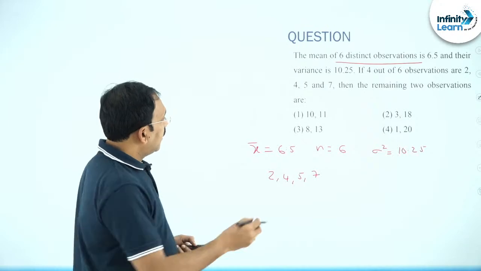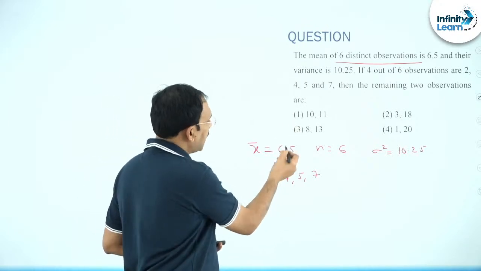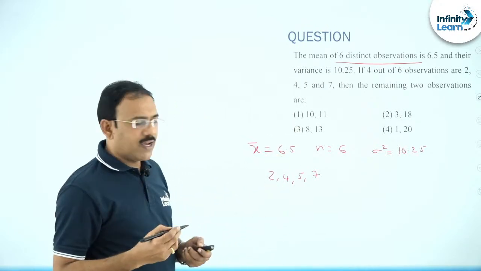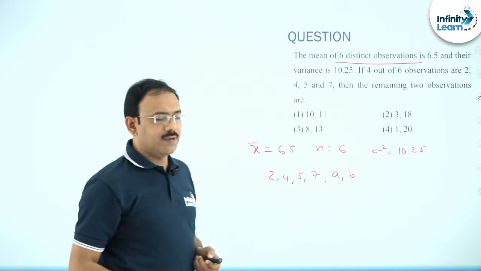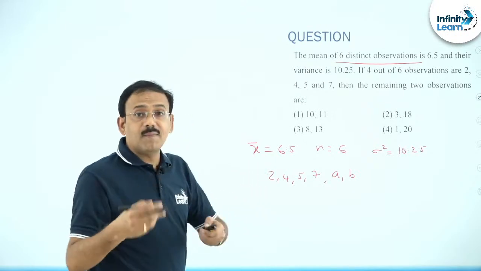You see here, for 6 items the mean is 6.5. Suppose the other 2 observations are a comma b. What could be the sum of the items?